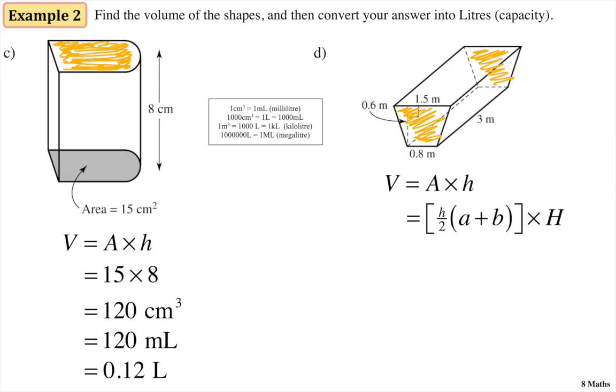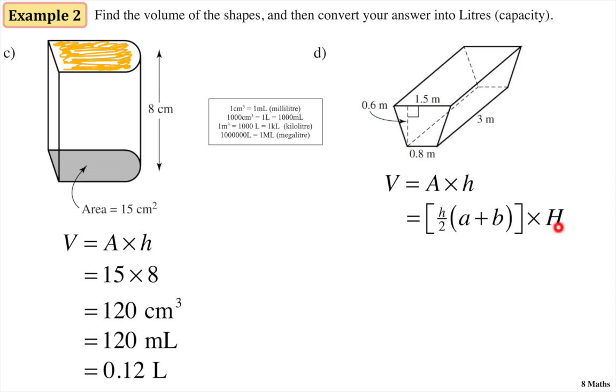I put square brackets here because I had a rounded bracket already in the trapezium. You don't really need those brackets at all. I also put a capital H on the end because I didn't want to get it mixed up with the little h that's in the trapezium area formula. The little h for the trapezium is the height between the two parallel sides, so it's going to be 0.6 because there's my parallel sides.